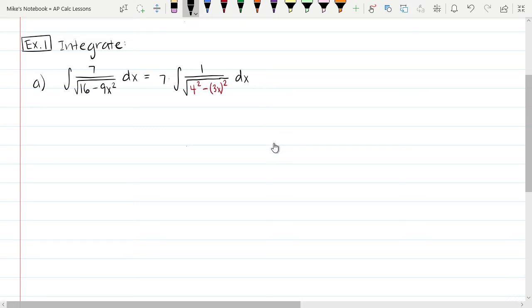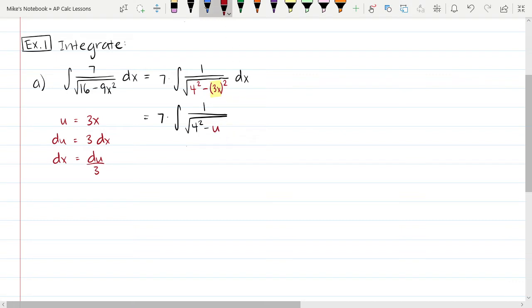Now, the reason we would want to do that, this right here, is your u. So that means we know that our u is going to be 3x. So that means du will be 3 dx, or in other words, dx becomes du over 3. So now, when we substitute, we're going to have 7 times the integral of 1 over the square root of 4 squared minus u squared du over 3.